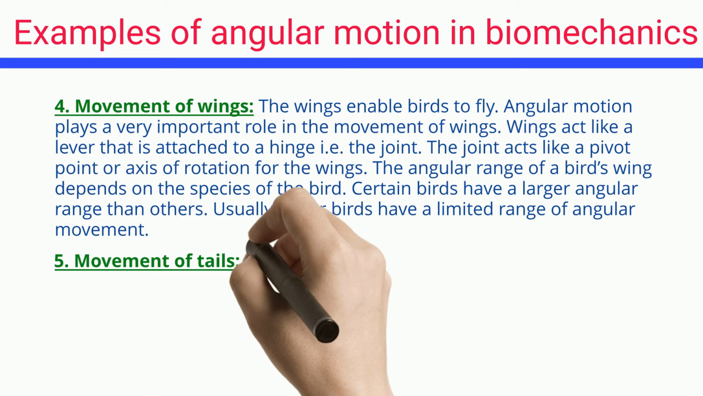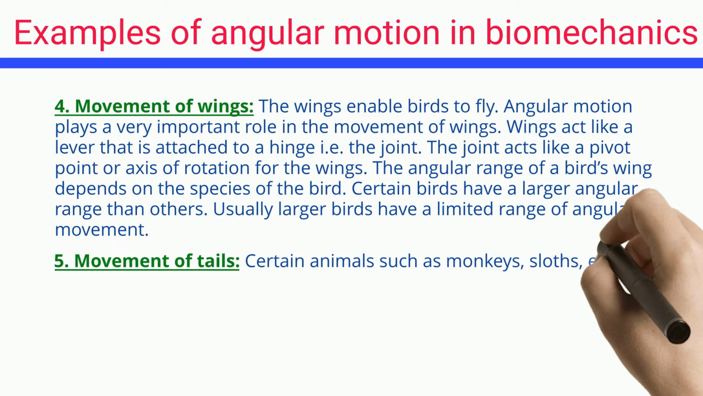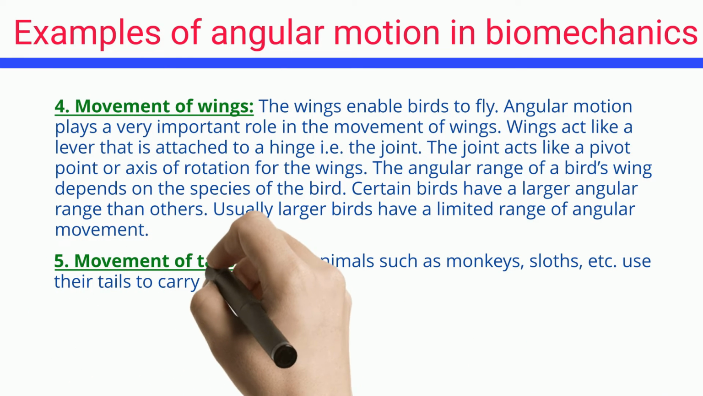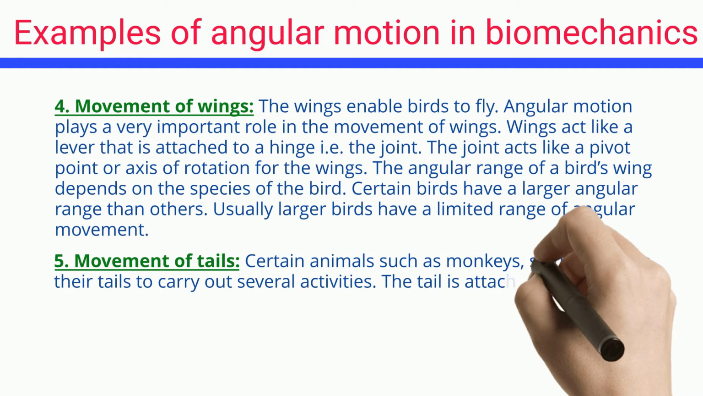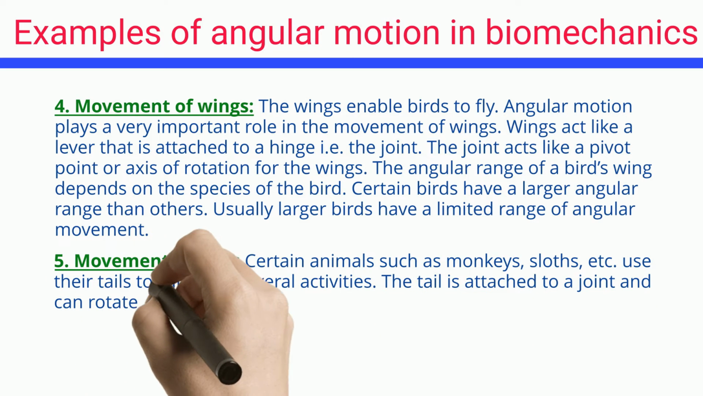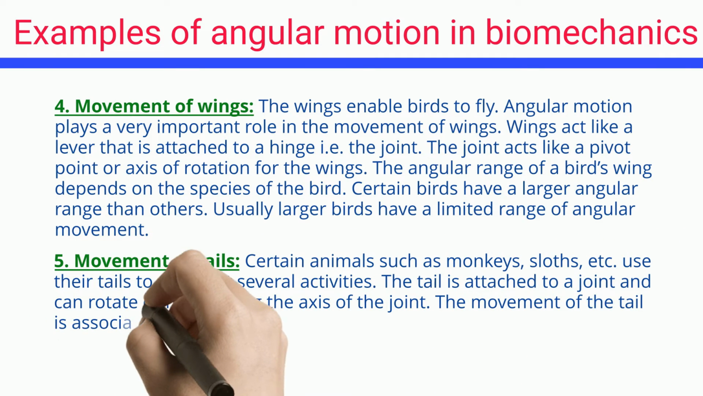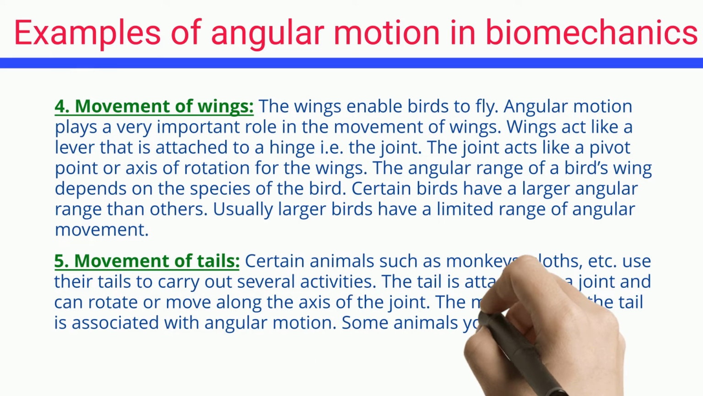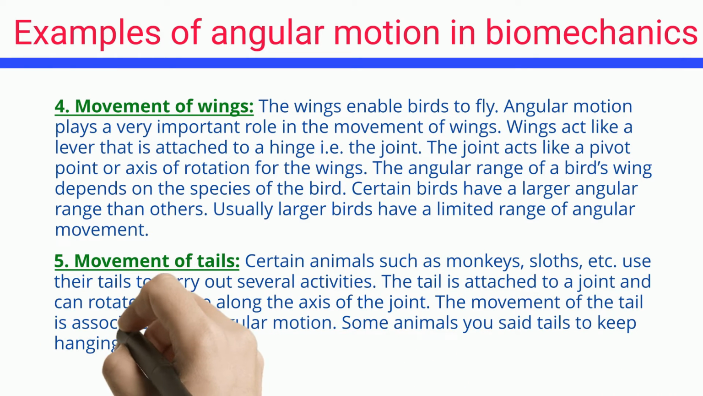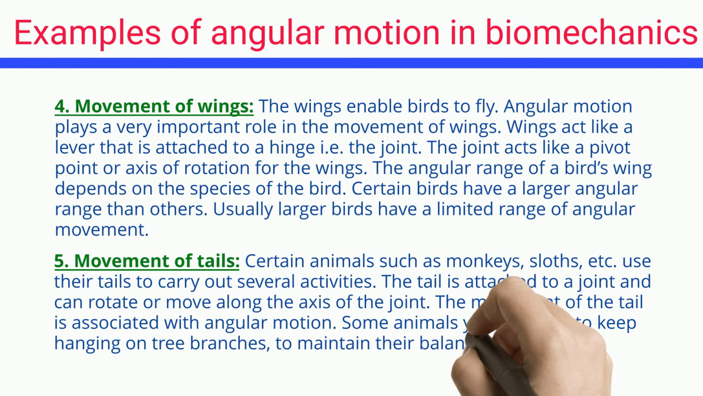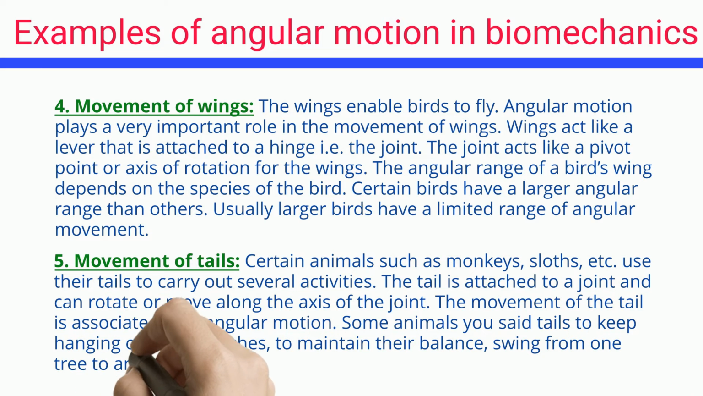5. Movement of tails. Certain animals such as monkeys, sloths, etc. use their tails to carry out several activities. The tail is attached to a joint and can rotate or move along the axis of the joint. The movement of the tail is associated with angular motion. Some animals use their tails to keep hanging on tree branches, to maintain their balance, swing from one tree to another, etc.